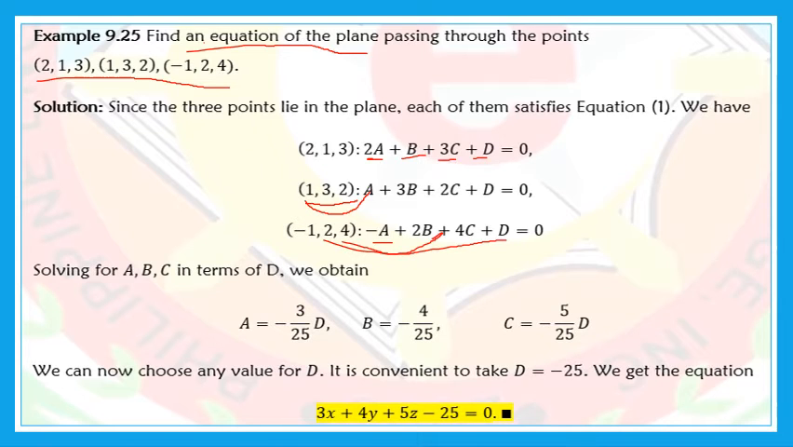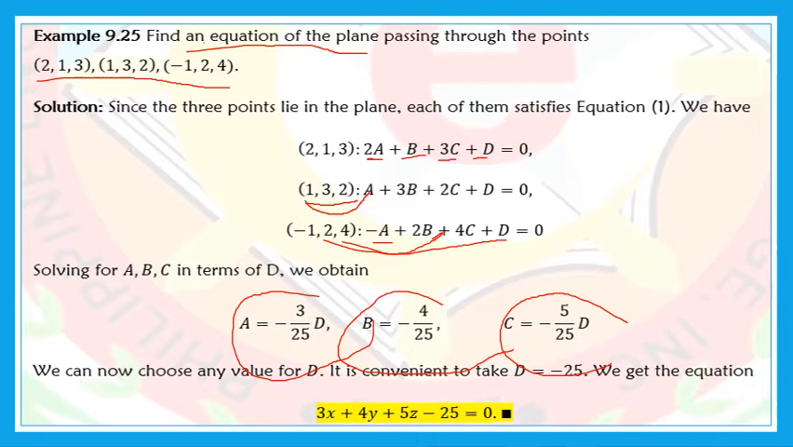So, solving for a, b, c in terms of d, we obtain, ito yung ma-obtain natin. Solving for a, b, c in terms of d ha. So, we can now choose any value for d. So, it is convenient to take d equals to negative 25. So, we get the equation. Kung ang d natin is negative 25, ang magiging a natin is 3, ang b natin is 4, and then c natin is magiging 5. So, we get the equation 3x plus 4y plus 5z minus 25.